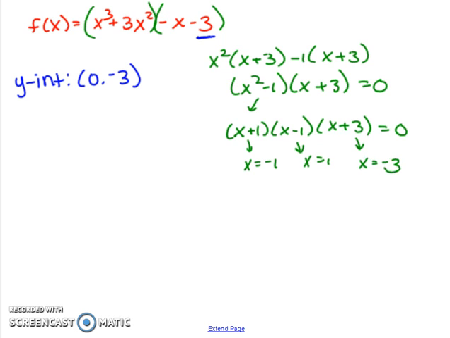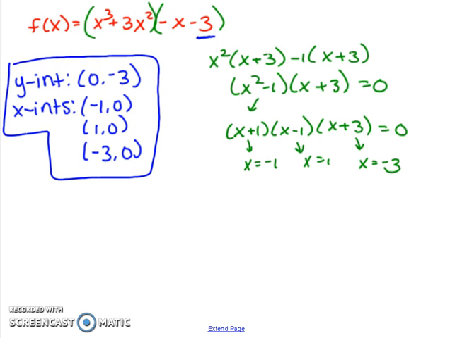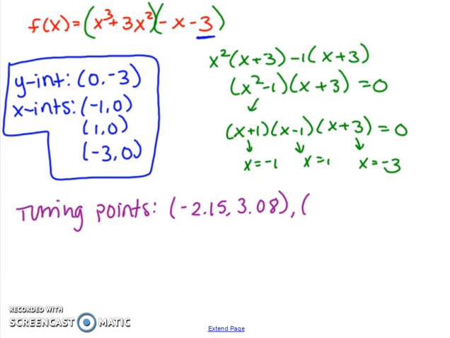So my x-intercepts are going to be negative 1, 0, 1, 0, and negative 3, 0. So right now I have my intercepts. Okay, I'm going to use the calculator to find the turning points. So if you just find your max and find your min, your turning points should be negative 2.15, comma 3.08, and your other turning point is 0.15, negative 3.08. So we can wait and do our end behavior and increasing and decreasing intervals once we have this graphed.